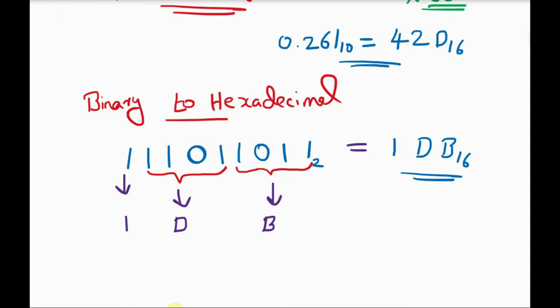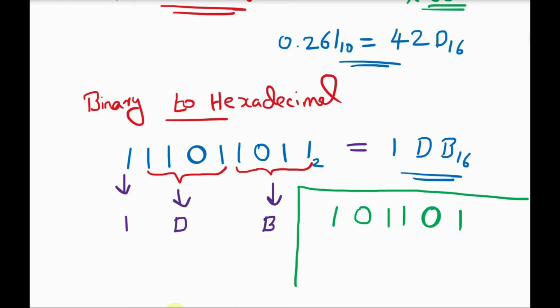So we can check one more example. So consider the number 101101. So from the right side, group in terms of 4. So here we have only 2 bits, leave it as such. So the last group may contain 4 or less than 4 bits. So that's not a problem. So the answer is 1101. Again, it is 13. So it is D. And 10 is 2. So the final answer is 2D to the base 16. And this is of base 2. So this is how we convert binary to hexadecimal.